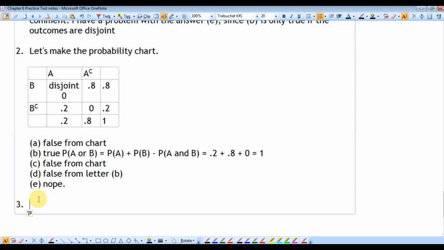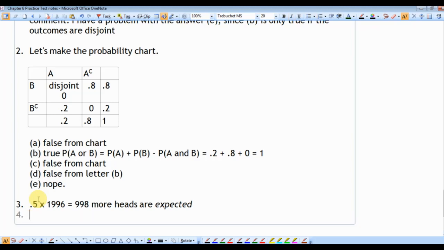No matter what happened in the previous 4, the coin doesn't have a memory of what happened in those previous 4. Every toss is 50-50. So 0.5 times 1996. Yeah, we expect 998 more heads. Or tails, right? Could it also be tails? It could. Either way. But is the question heads or tails? Okay, good. Yeah, we also expect 998 tails, but that's not really the question. Remember, the coin has no memory.